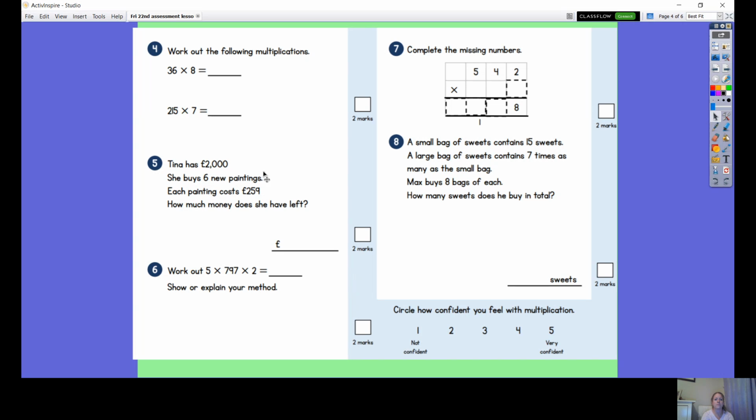So there's the working out how much her paintings cost. So she buys 6 paintings and they're £259 each. Draw a bar model if you want to help you work out what sort of sum that is. And then how much does she have left? So you need to take your answer from here, how much she spends, away from how much money she has. So you can pause that and have a go at that.